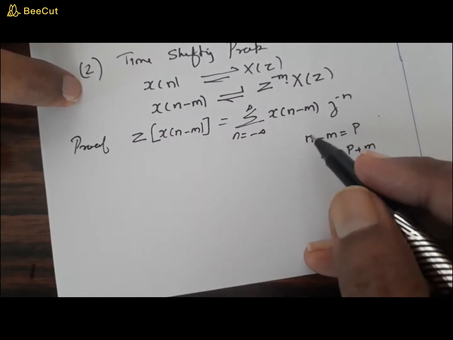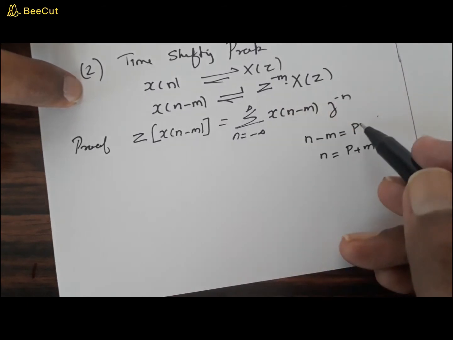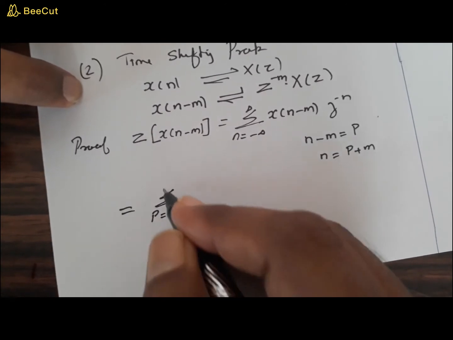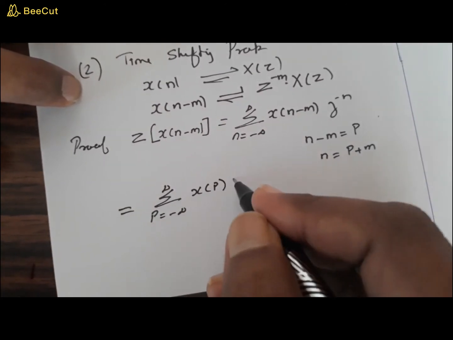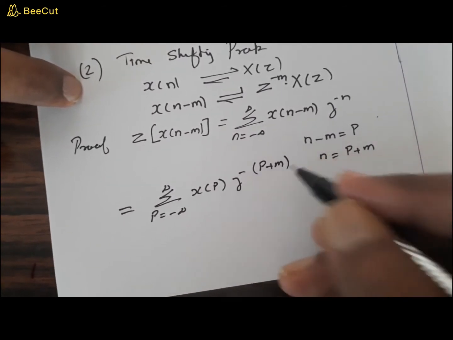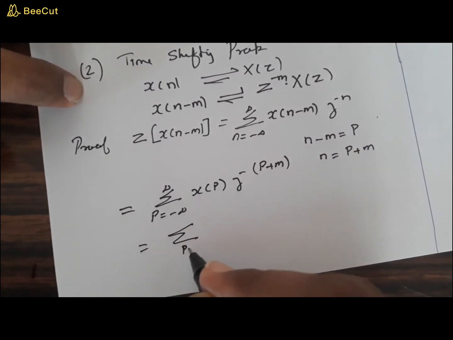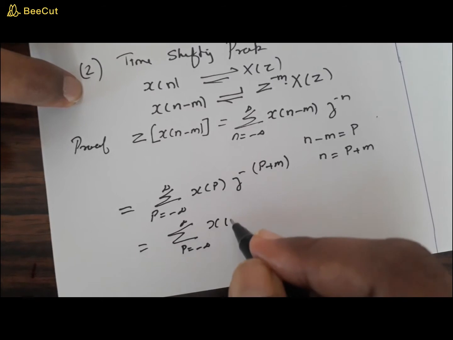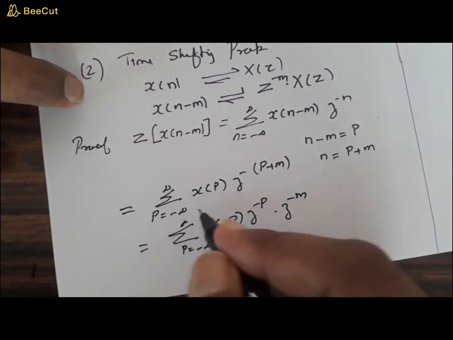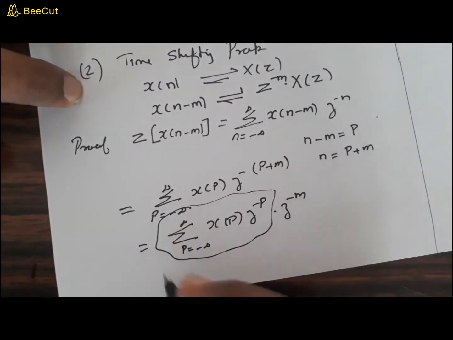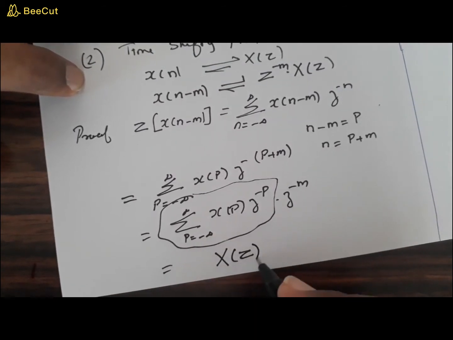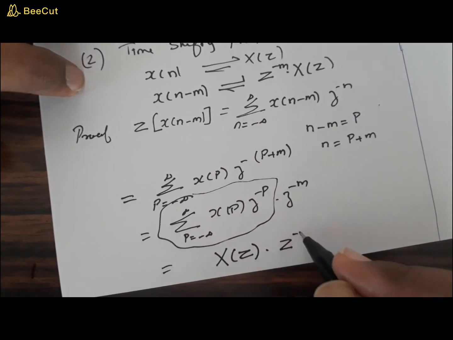n varies from minus infinity to plus infinity, that means p also varies from minus infinity to plus infinity. Substituting that, you will get sigma p equals minus infinity to plus infinity x[p] z^(-n). Instead of n, you can write this as p+m. So this is sigma p equals minus infinity to plus infinity x[p] z^(-p) into z^(-m). So what is this? Instead of n you have p, so you can call this X(z) into z^(-m).